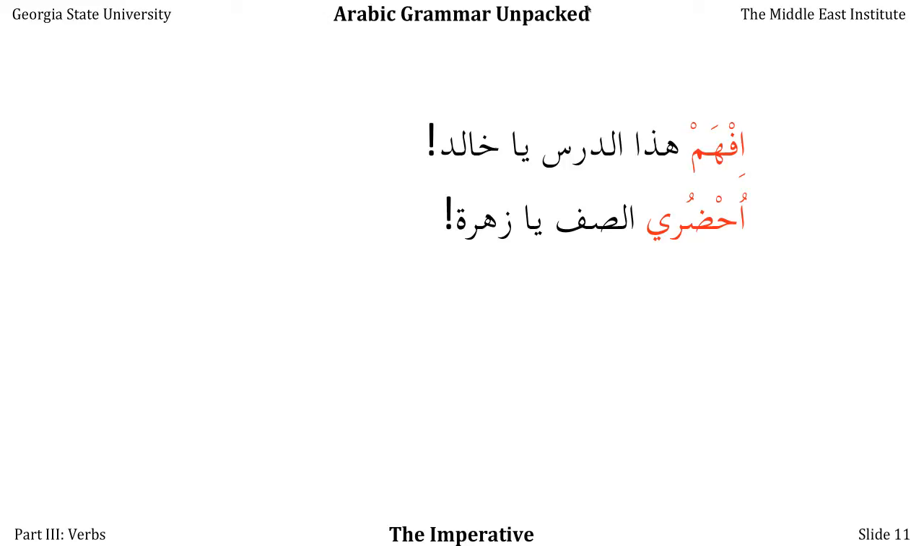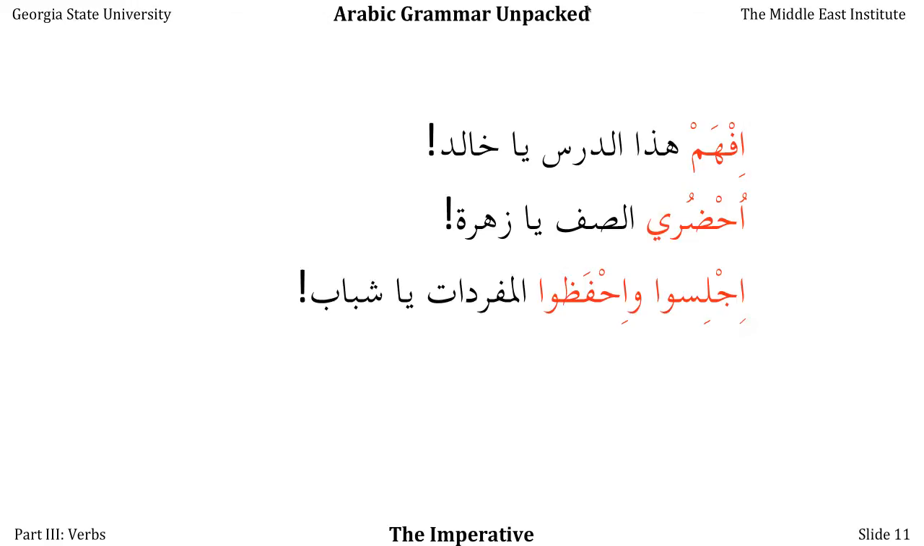If we're talking to Zahra here, we're saying, Uhduri as-saf ya Zahra. Hey Zahra, attend class. The verb hadara uses dhamma in the present tense, so we use dhamma as our helping vowel. Uhduri, and we've got the long e ending because we've borrowed this from the mudari' majzum form for anti. We're talking to a woman.